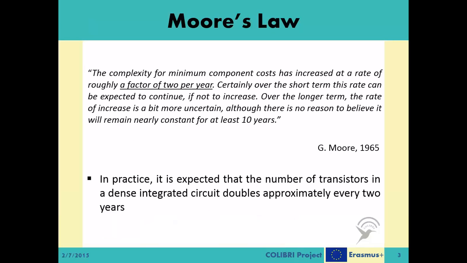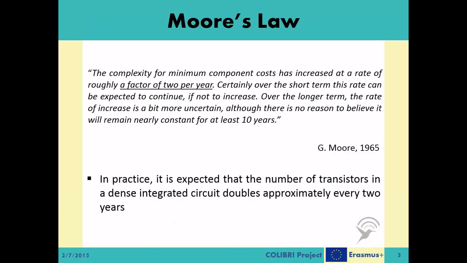Actually, this trend is not something new to the last two decades. Gordon E. Moore, the co-founder of the Intel Corporation, has observed this trend in his 1965 paper. He stated, "The complexity for minimum component costs has increased at a rate of roughly a factor of 2 per year. Certainly, over the short term, this rate can be expected to continue, if not to increase. Over the longer term, the rate of increase is a bit more uncertain, although there is no reason to believe it will remain nearly constant for at least 10 years."